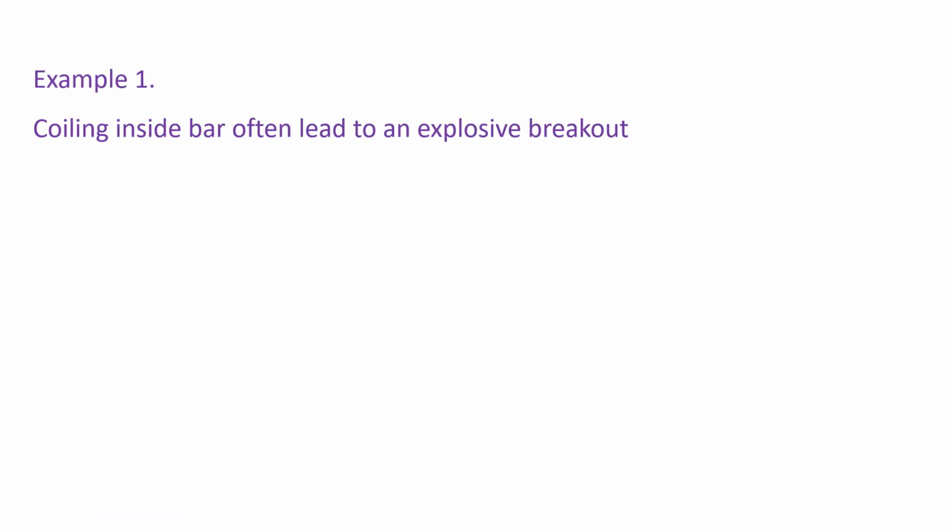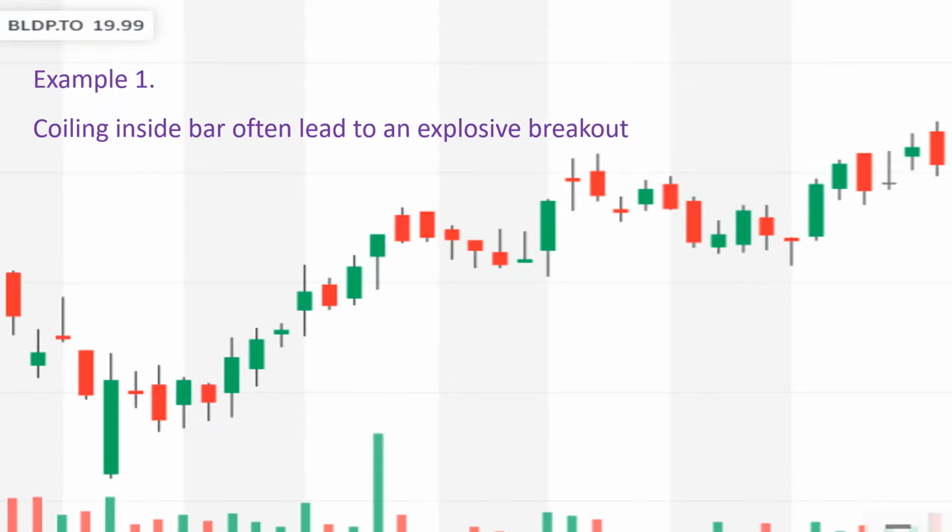Example number 1, quelling inside bar often leads to an explosive breakout. This is BLDP stock, D1 time frame, Yahoo Finance. As I explained earlier, the quelling inside bar is a strong and powerful pattern showing the volatility is diminishing, with basically no strong fluctuation and indecision between buyers and sellers, which could be a sign of a market reversal. This phenomenon is obvious when the trend is near the top or bottom of a trend. Therefore, traders should be prepared for an entry setup.